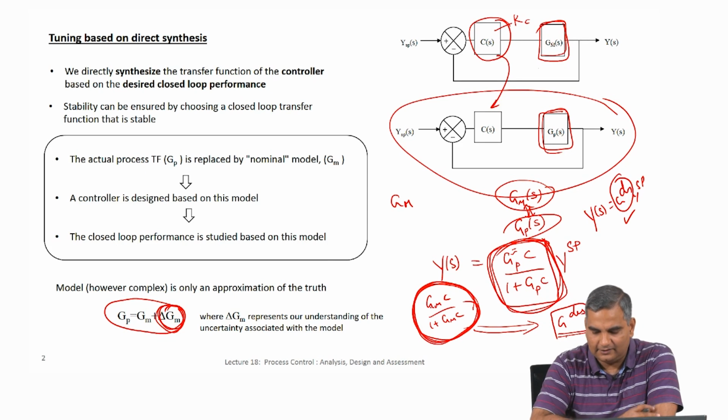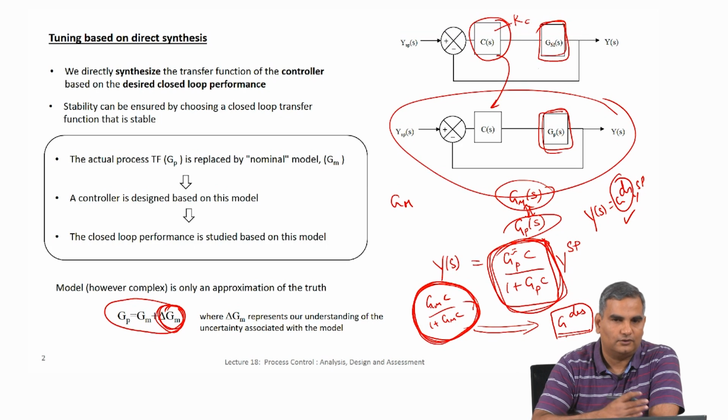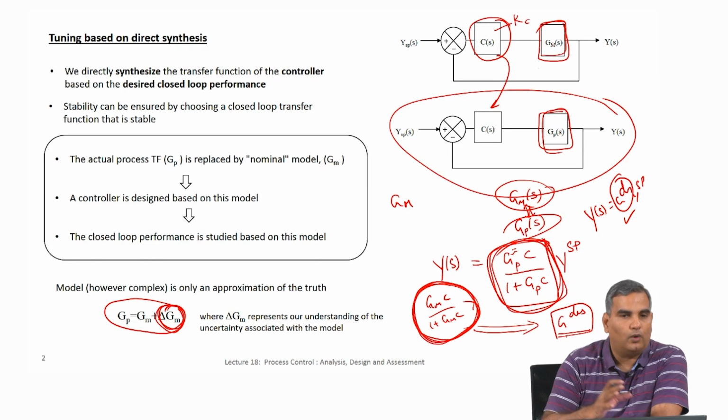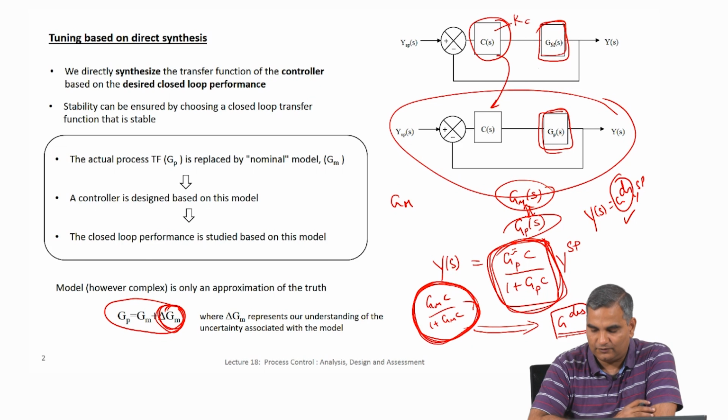Nonetheless, there are certain disadvantages in the sense that you are going to choose a G desired and you really do not know what is the limit of your performance. At least in Ziegler-Nichols tuning, because you are pushing yourself to the limit, you know what is the best performance that you can get. Here there is a notion of what you want, which might not really be anywhere close to the best performance that you can get. So that is one general conceptual idea that you have to keep in mind.